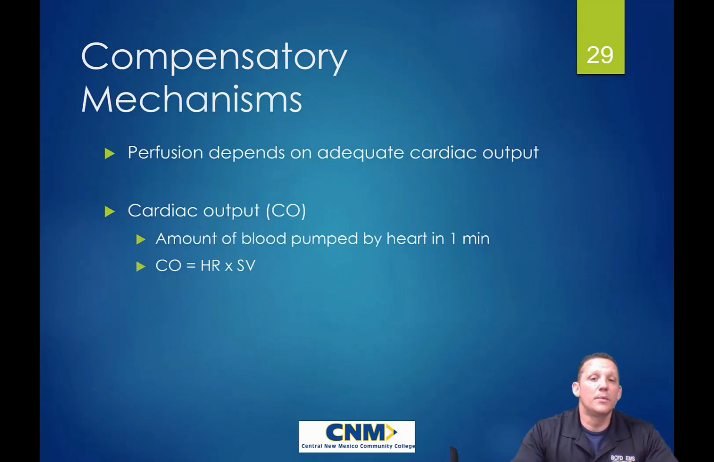Compensatory mechanisms. Perfusion depends on adequate cardiac output. Remember, cardiac output is stroke volume by heart rate over a minute. So if you're looking at this, you have the cardiac output, which is CO, amount of blood pumped in 1 minute, HR times SV, right? Heart rate, that's per minute, times that stroke volume.